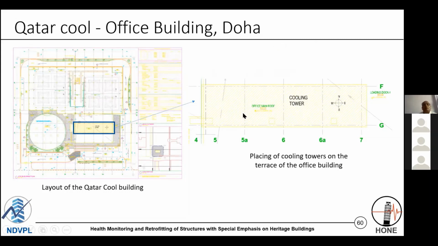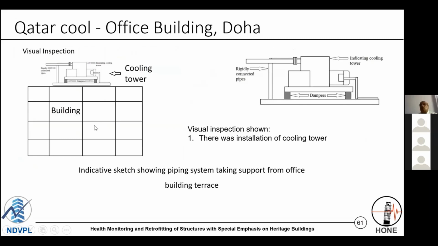This is the drawing which was prepared by QDC to show where the cooling towers are placed. This is a schematic diagram, like the building was there and they put some cooling tower over it. As I said, the visual inspection is the most important part. While doing visual inspection, we observed that the dampers to the cooling towers had failed. Though dampers were provided to the cooling tower, dampers were missing on the connecting pipes. Pipes were rigidly connected to the floor. So obviously that was transmitting the vibration in the floor.